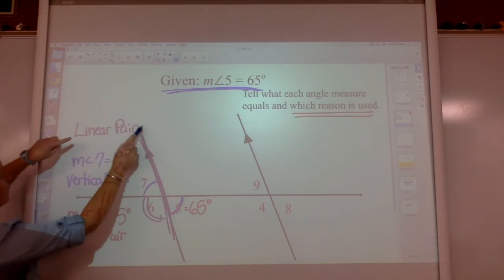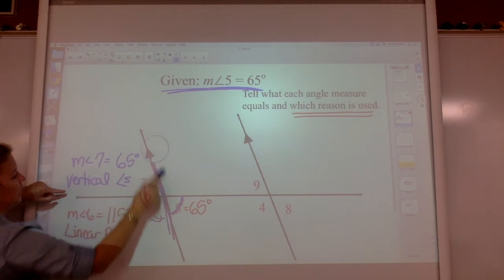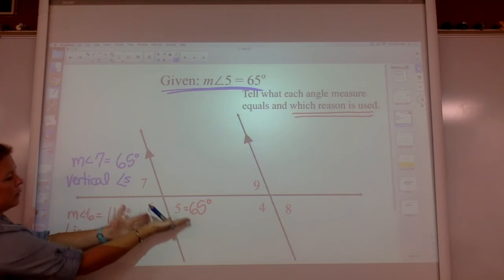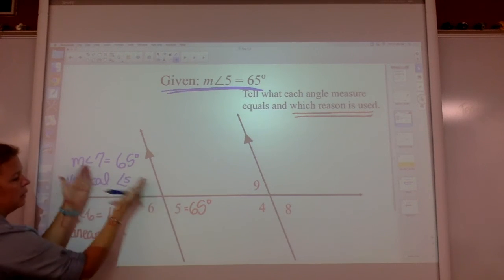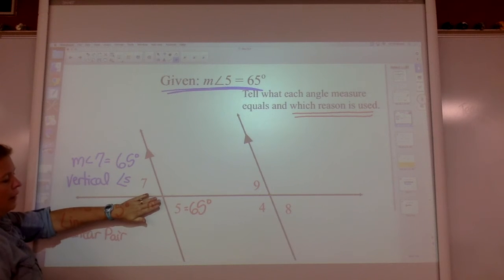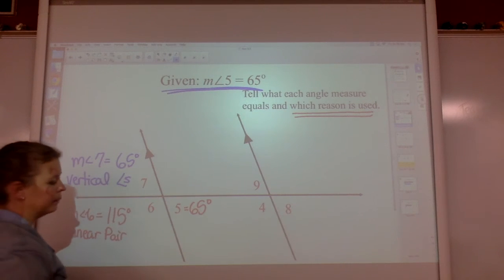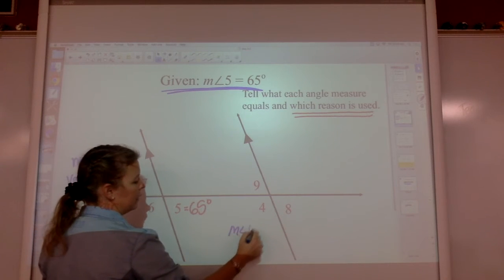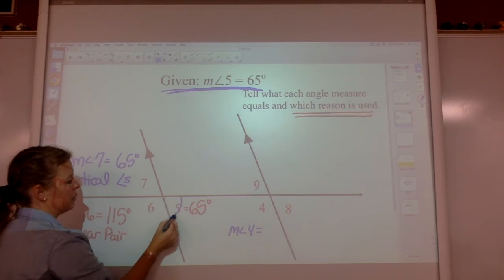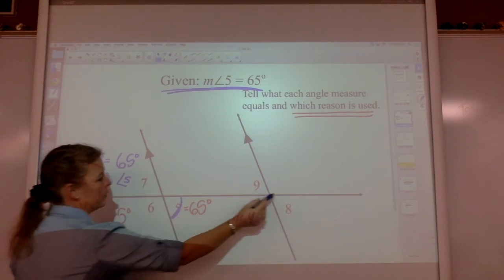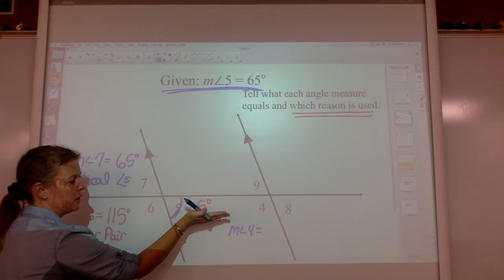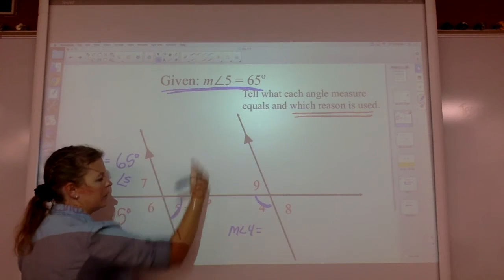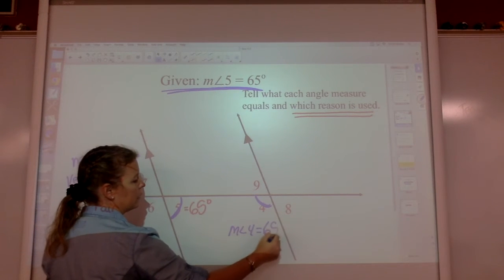Always give your reason back to how it is related to the given angle, which in this case is 5. 6 is related because it's a linear pair. 7 is related because it's a vertical angle. If you have to, take out all the other angles so you're not looking at them. Let's go ahead and jump over here to measure of angle 4. Take a look at how it compares to angle 5. Here's the transversal. They are on the same side of the transversal. They are also between the lines, which makes them interior between the parallel lines. Measure of angle 4 equals 65 degrees.